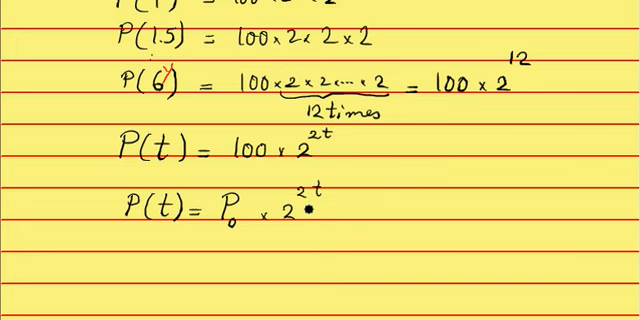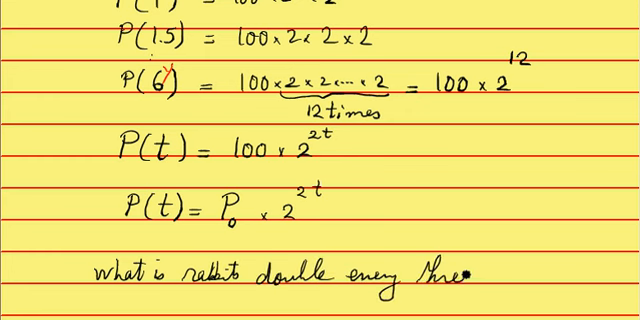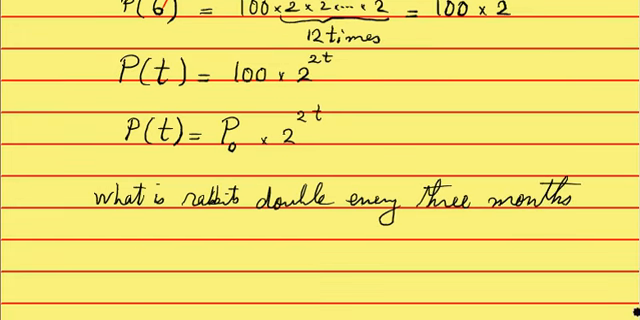What if I had said the rabbits double every 3 months? What would be the formula there?